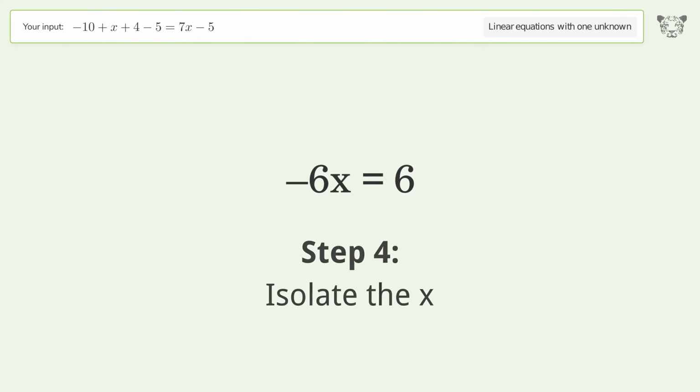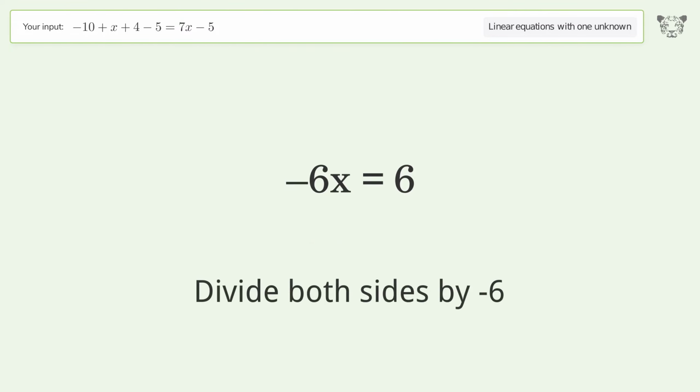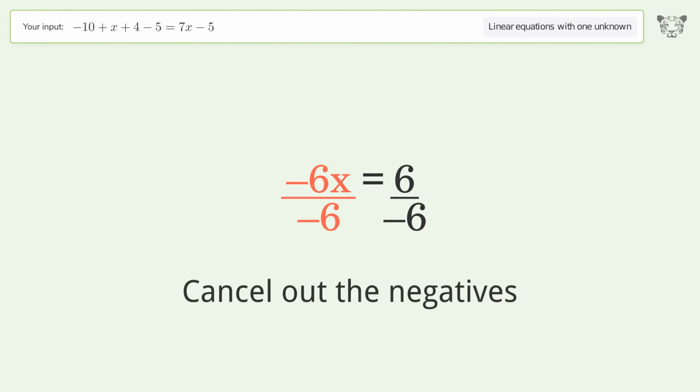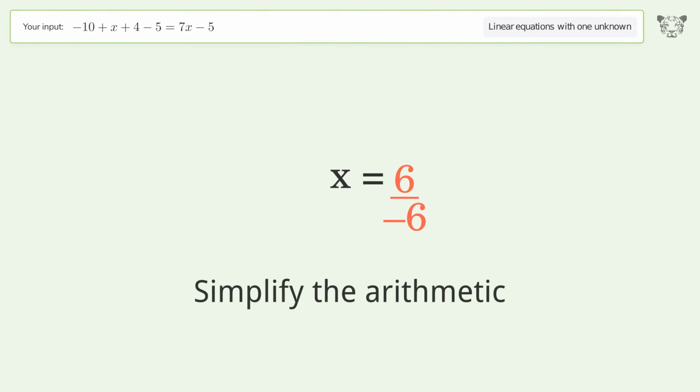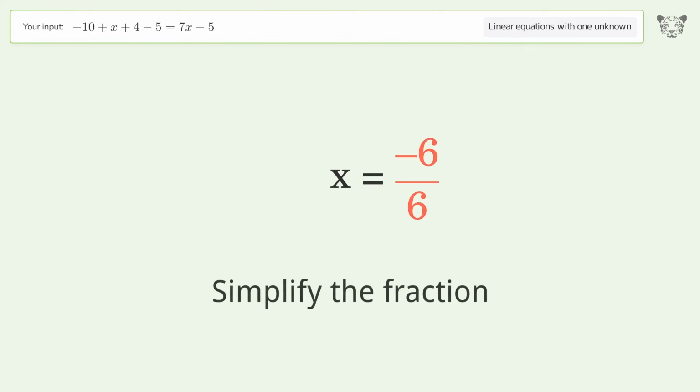Isolate the x. Divide both sides by -6. Cancel out the negatives. Simplify the fraction. Simplify the arithmetic. Simplify the fraction.